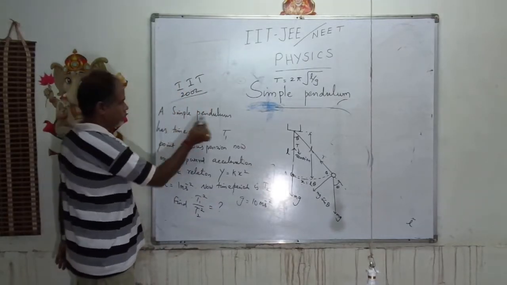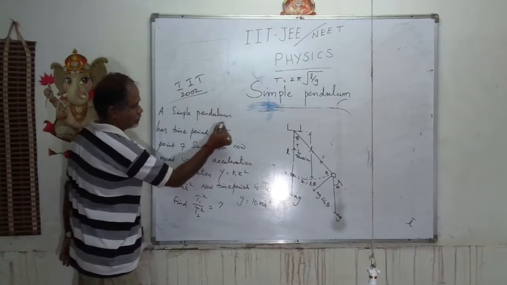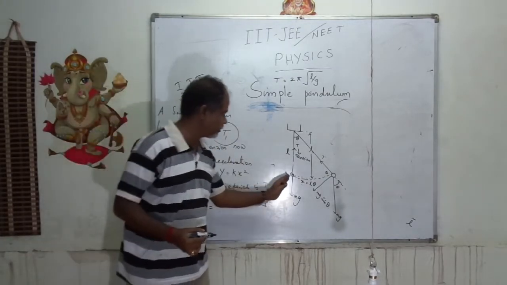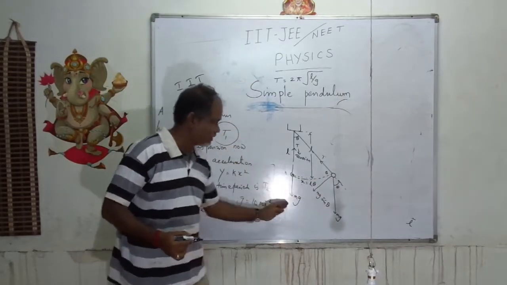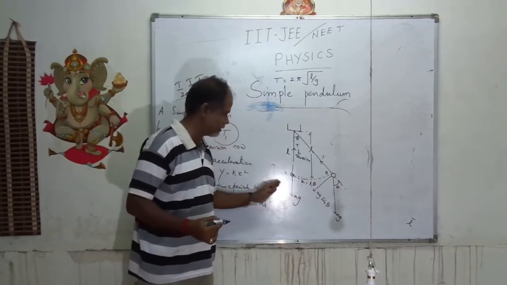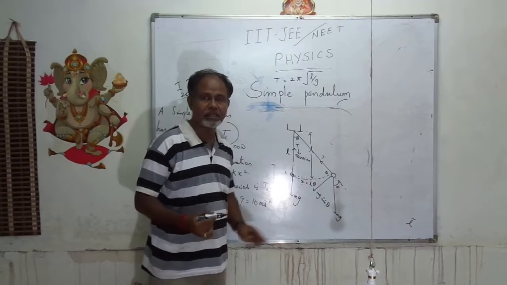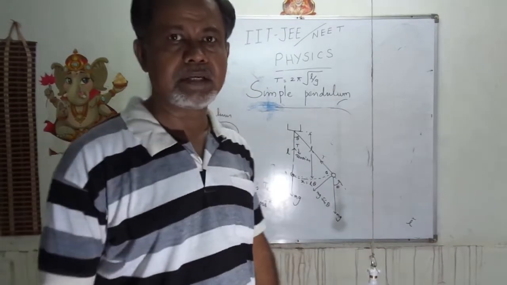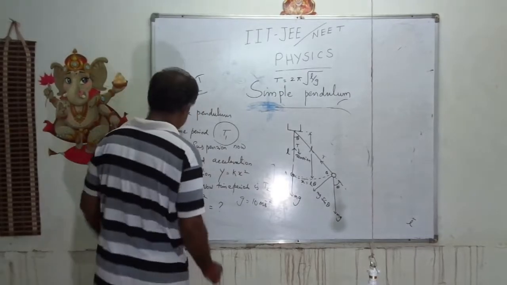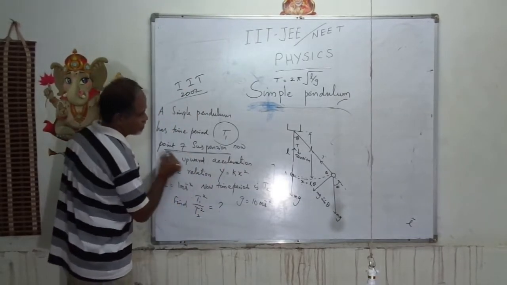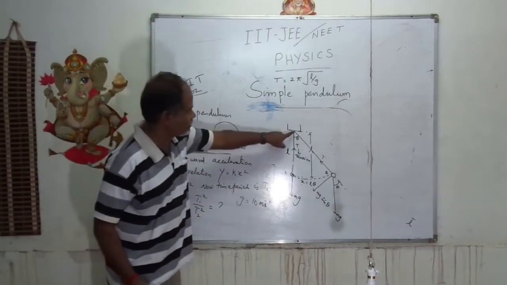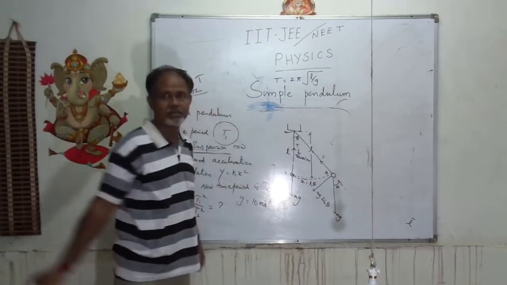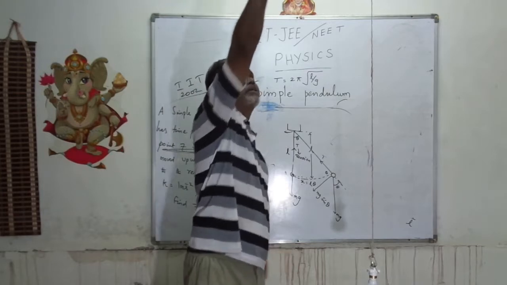Here is an IIT problem. A simple pendulum has a time period T1. Time period you know, it is the time taken to complete one oscillation, from K to Q, then again K. So the time taken to complete one full oscillation is T1. Now the point of suspension. This is the point of suspension.